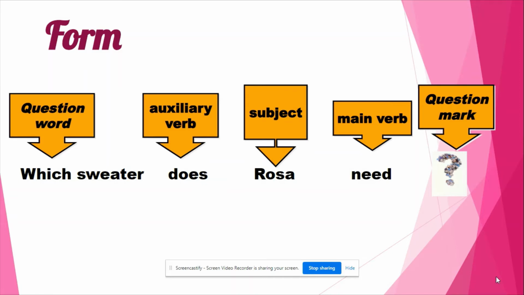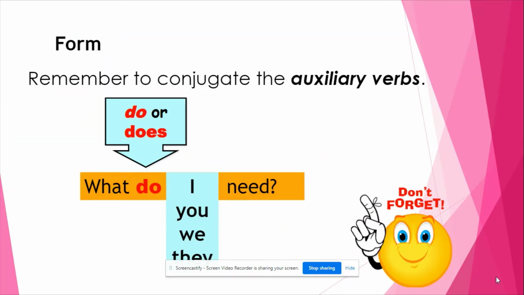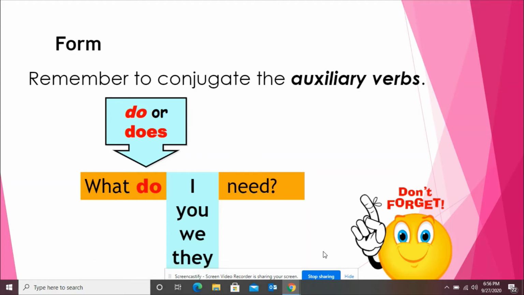Let's go ahead and look at some things, okay? So here we have it. Now, remember to conjugate the auxiliary verbs. Yes, you heard me right. They also need to be conjugated. So do I need a do or do I need a does? It depends on the subject, right? So if my subject is a plural subject or a subject that has one of these pronouns, then I'm going to use do. And of course, I am talking only for the present tense here.